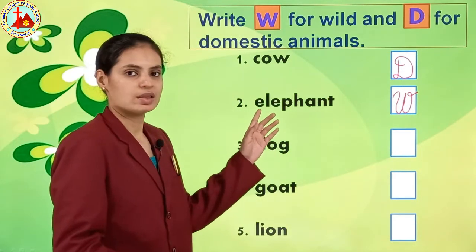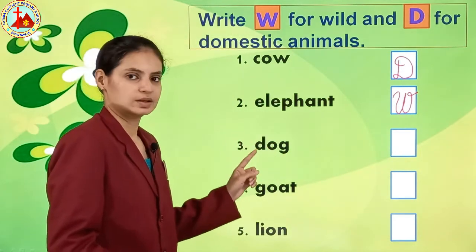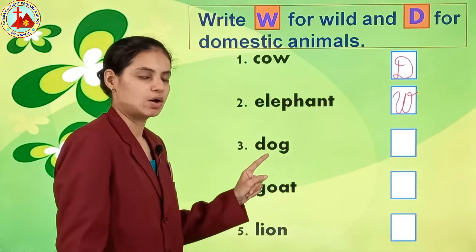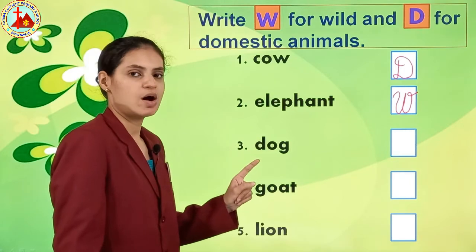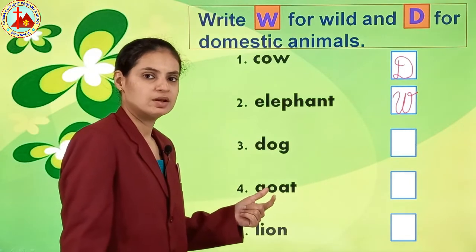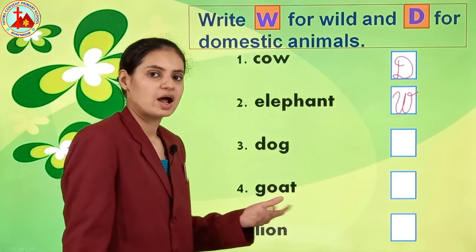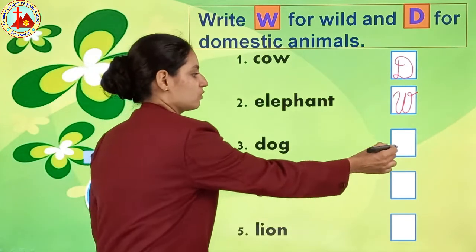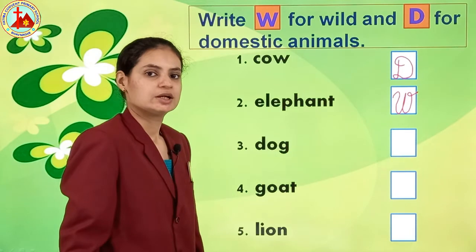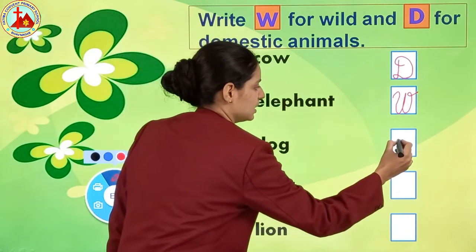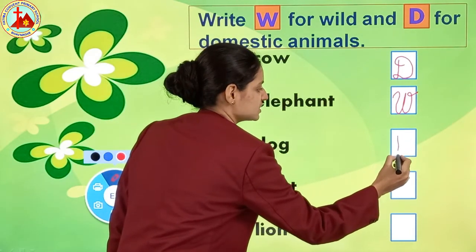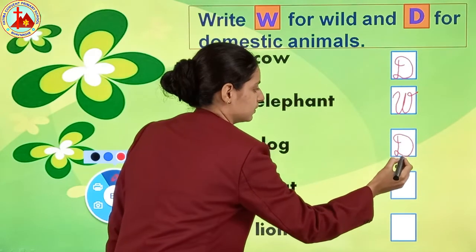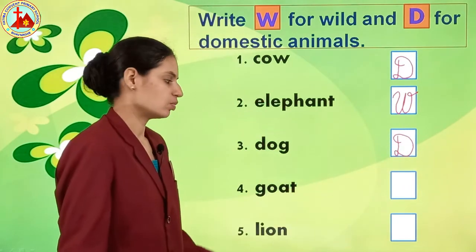An elephant is wild animal. The third one, D-O-G, dog. Dog is which animal? We can see dog around us. So dog is domestic animal. So what we will write over here? D, cursive capital D. Dog is domestic animal. So we have to write here cursive capital D in this box.